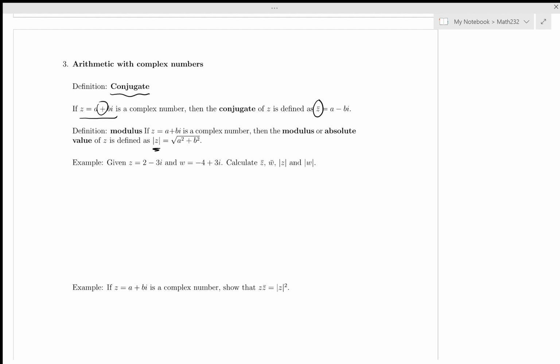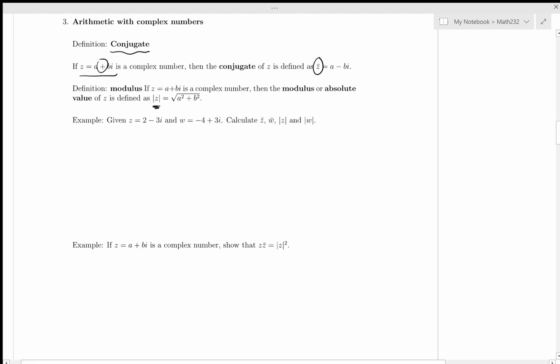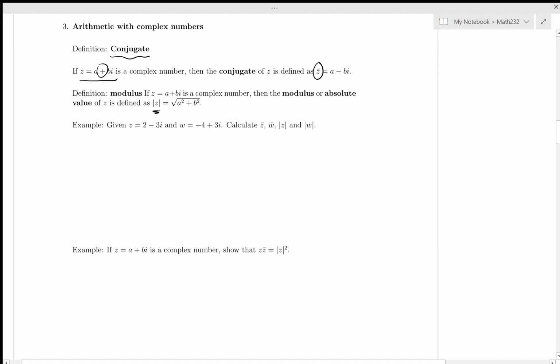Okay, so let's just take a few examples, make sure we can understand how to calculate the conjugate and how to calculate the modulus. I think it's a good idea, if you're watching the video here, to stop the video, do these two examples, and then turn the video back on and check your answers. Way better than watching me do it. Okay, so here I go. z is 2 minus 3i. So I can immediately write down what the conjugate of z is. That is 2 plus 3i.